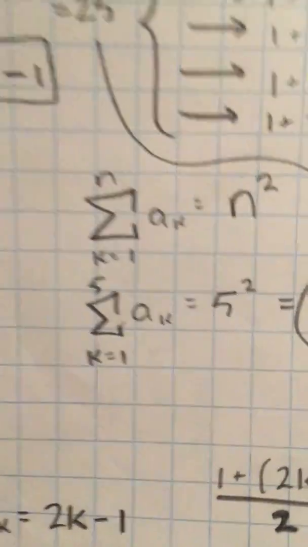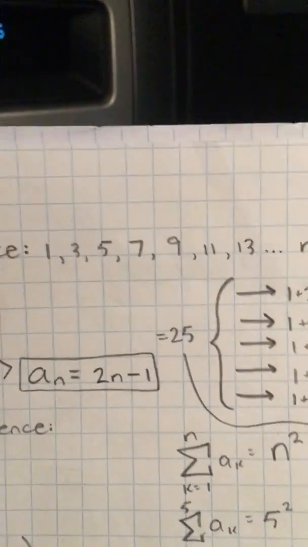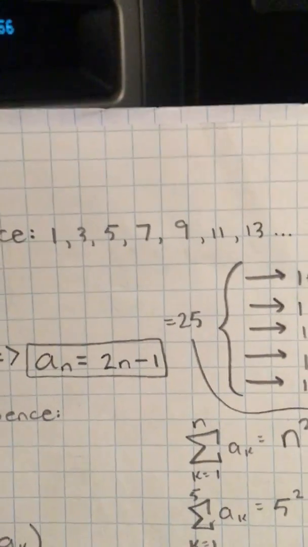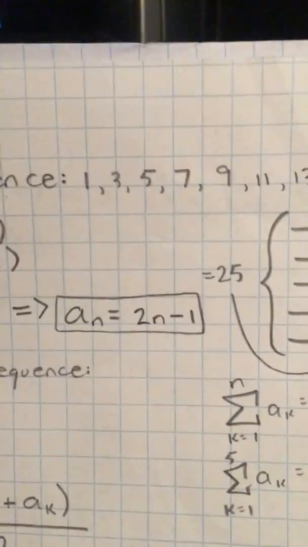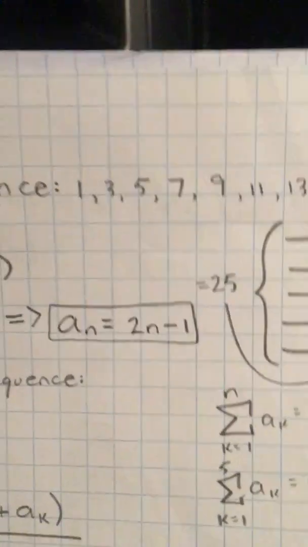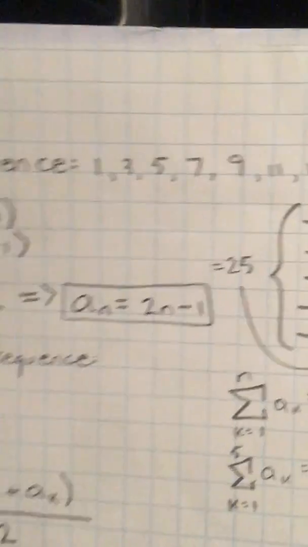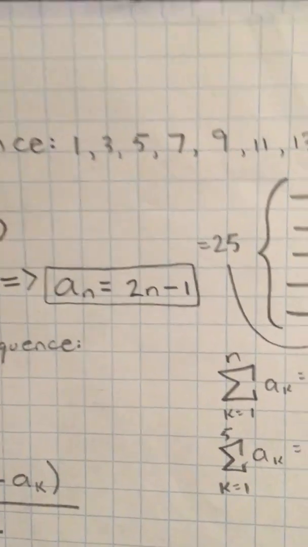Now we have to find the sum of an arithmetic sequence. We know that if we imagine that we flip these numbers around, instead of 1, 3, 5, 7, 9, we do 9, 7, 5, 3, 1, and we add the two together, we will get the same for every single addition. Because 9 plus 1 is 10, 3 plus 7 is 10, 5 plus 5 is 10.